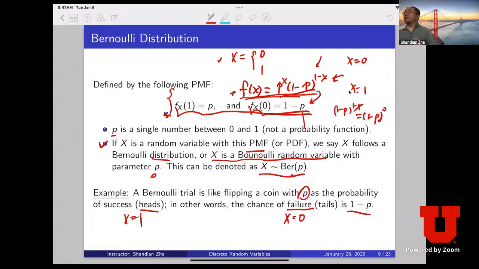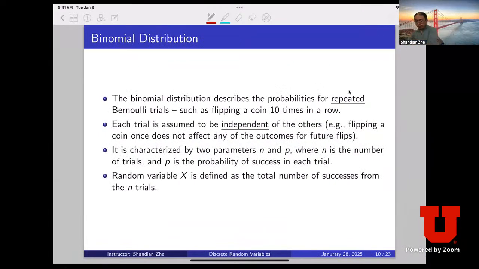Any question regarding the definition of Bernoulli experiment? A Bernoulli distribution? Okay, great. So now, Bernoulli distribution, sometimes people call it Bernoulli trial, just represents one experiment, right? You say whether you see some binary outcome, whether you see success or say failure, right?